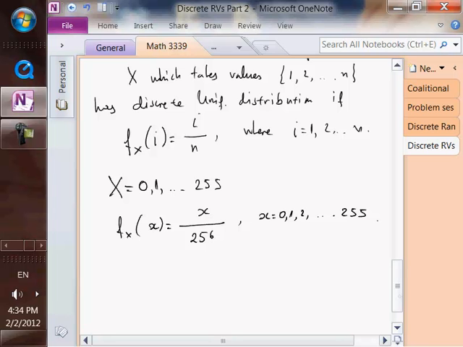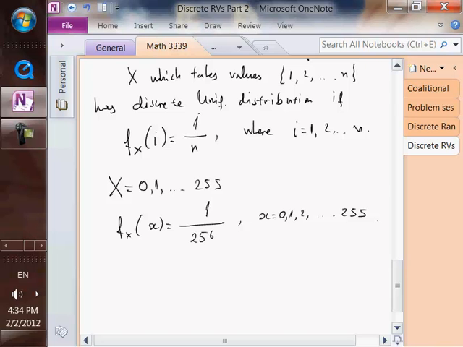Wait, wouldn't that probability not add up? What? Since x equals 0. Oh, no. Sorry, it's not i, it's 1 over 256, correct. You're right. That's 1 over 256, because then all values are possible.